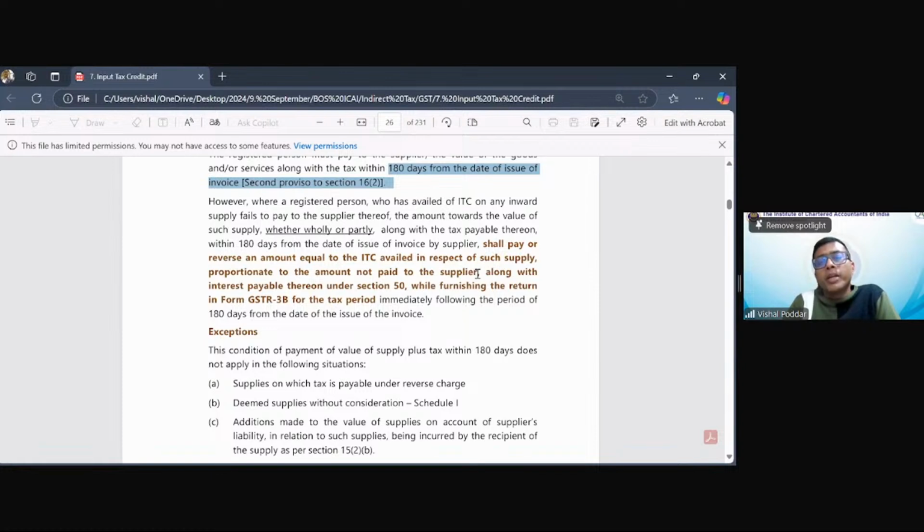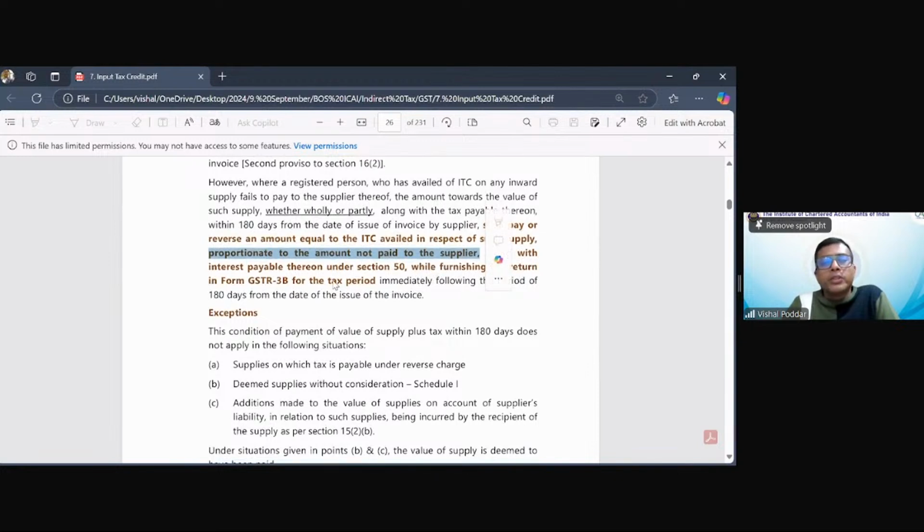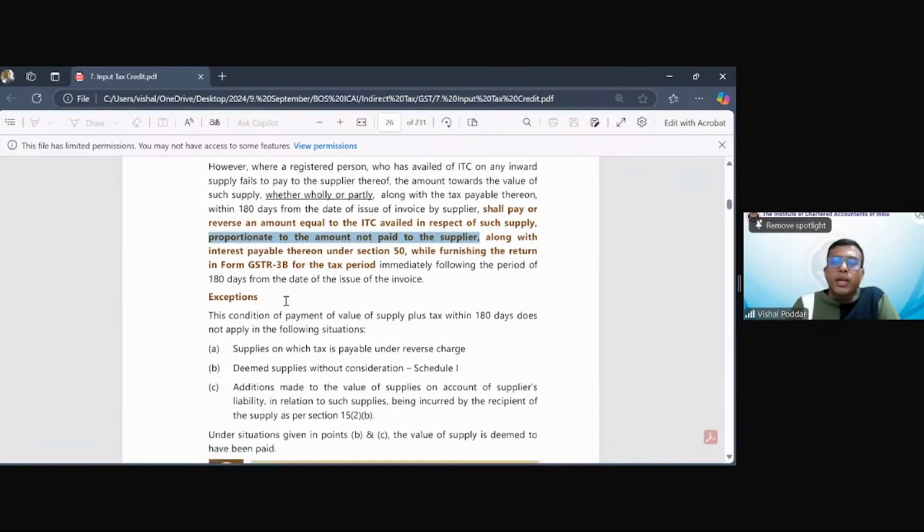Now in this particular case, after the expiry of 180 days, I will have to reverse half of the credit. That is proportionate to the amount which is not paid. So if I have not paid 50% of the amount to the supplier, then I will be reversing 50%. When will I be doing this? While furnishing the return in Form 3B for the tax period immediately following 180 days. So after the date when these 180 days expire, whichever GSTR return I am filing, in that return I will have to reverse this ITC.